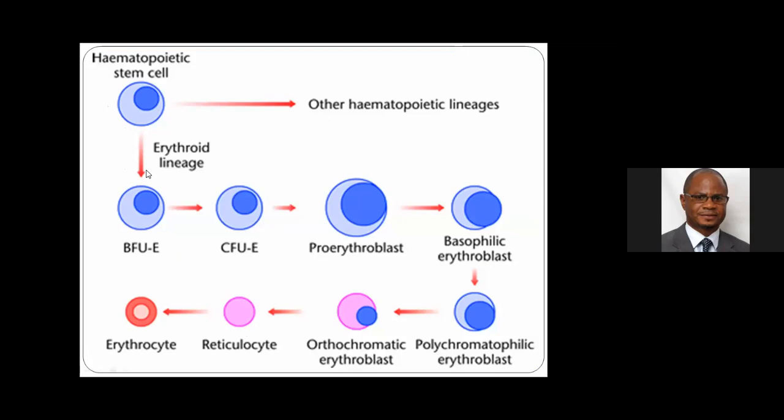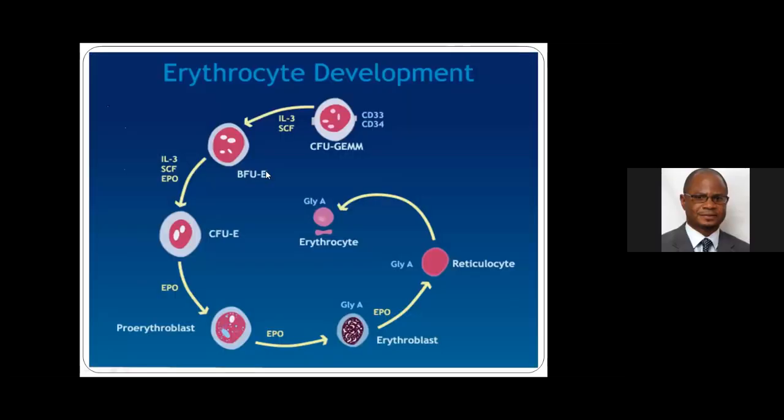Yes, please, can you go back to the previous slide? Here? Okay, so the burst forming unit, the colony forming unit, do they also have the receptors for the erythropoietin, or it's only the burst forming unit? It starts from here and not there. So burst forming unit has a receptor for erythropoietin, yes. And then the colony forming unit GEMM has receptors for IL-3 and SCF.